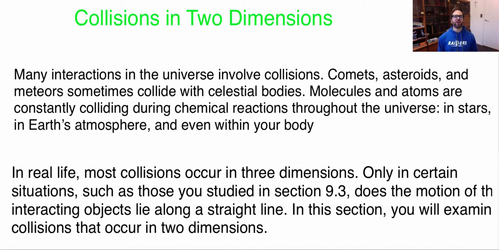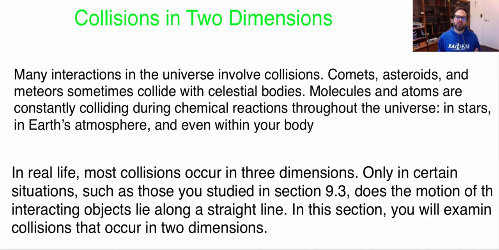So things are colliding all the time. We have comets, asteroids, and meteoroids colliding with celestial bodies in space. We have molecules and atoms constantly colliding during chemical reactions throughout the universe, for instance in stars, in Earth's atmosphere, and even within our very own bodies. We have already done collisions that are in a straight line, one-dimensional. Now, in this video, we're going to figure out how to do these collisions in two dimensions.